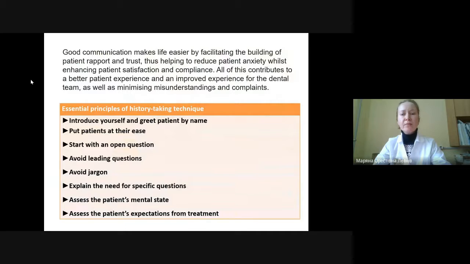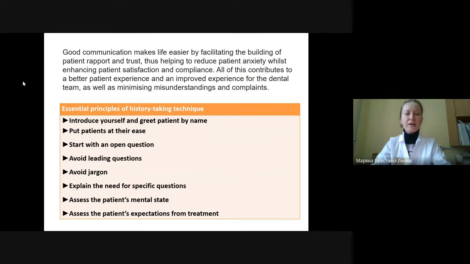Good communication makes life easier by facilitating the building of patient rapport and trust, thus helping to reduce patient anxiety whilst enhancing patient satisfaction and compliance. All of this contributes to a better patient experience and an improved experience for the dental team, as well as minimizing misunderstandings and complaints. And here is a prepared table with essential principles of history-taking technique.